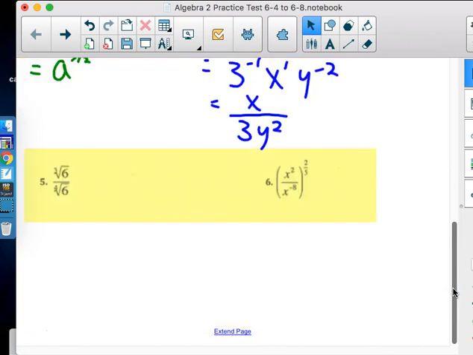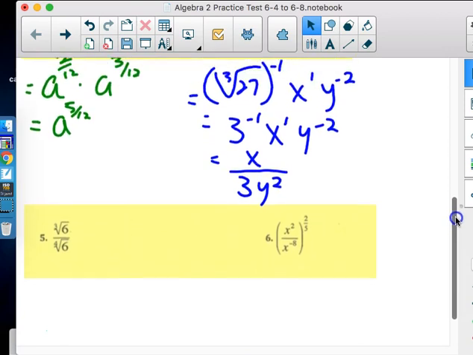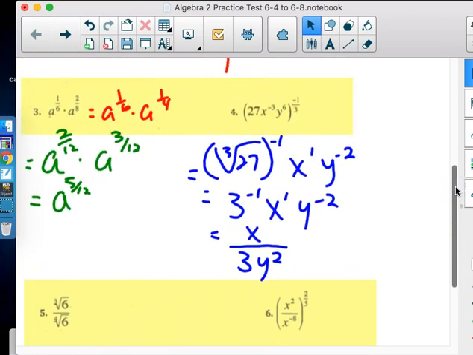Ooh, look at 5. Yeah, what you got? Negative 3 times negative 1/3, positive 1. 6 times negative 1/3, negative 2. So it's all about the multiplication. Negative times a negative is a positive.